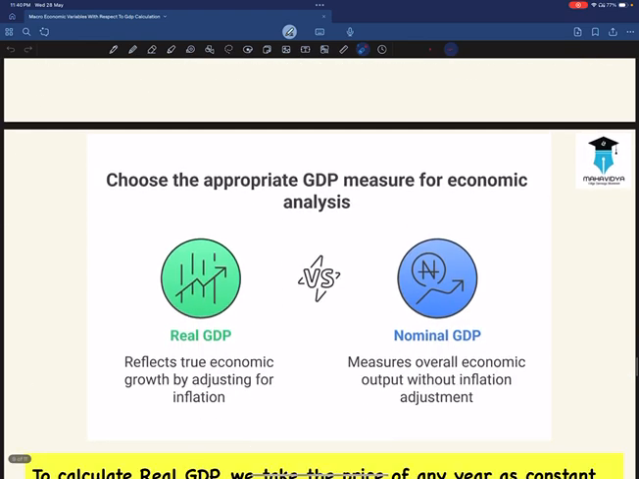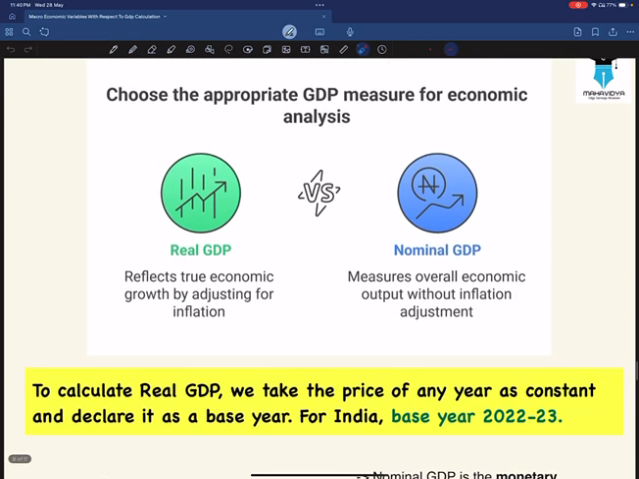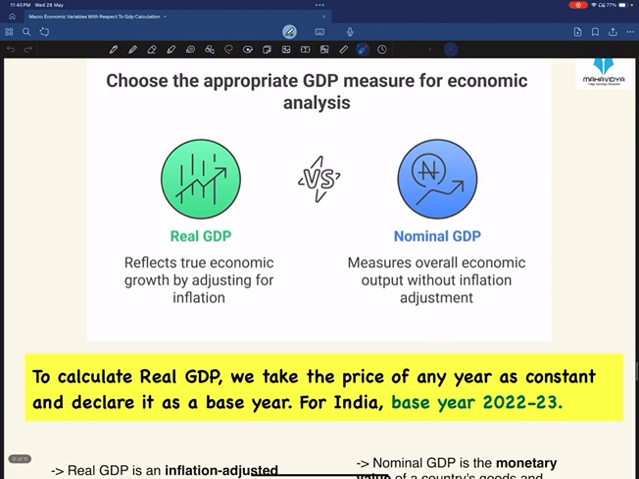Now let us come to real and nominal GDP. What is real GDP? It reflects the true economic growth by adjusting for inflation. Adjusting means we have subtracted the value of inflation in real GDP. In nominal GDP, we have included the inflation value. It measures the overall economic output without adjusting for inflation.